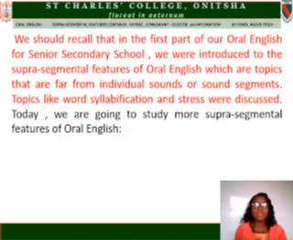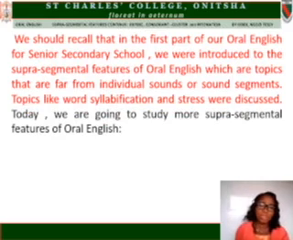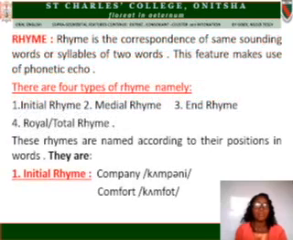We should recall that in the first part of our oral English studies for senior secondary school, we were introduced to the suprasegmental features of oral English, which are topics that go beyond individual sounds or sound segments. Topics like word syllabification and stress were discussed. Today, we are going to study more suprasegmental features of oral English. Now let's look at rhyme.